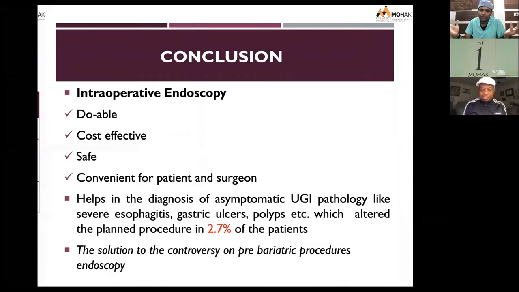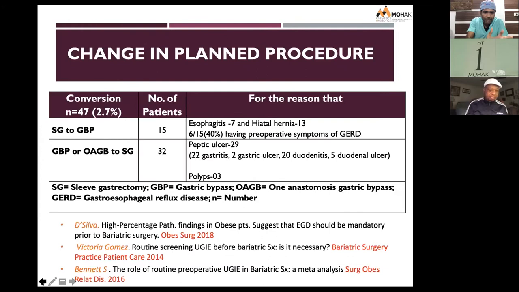In a similar way, we had to change a plan from gastric bypass to a one anastomosis or a sleeve, because we found peptic ulcer disease in 29. 22 patients had gastritis, some had gastric ulcers, some had duodenitis. So from a gastric bypass, the plan changed to sleeve here, because if you have somebody with active duodenitis or a gastric ulcer or a duodenal ulcer or a polyp, as we see in three cases here, we cannot do a gastric bypass because then there is no way we can do the surveillance of this particular patient in the future. So here, the plan from gastric bypass changed to sleeve.